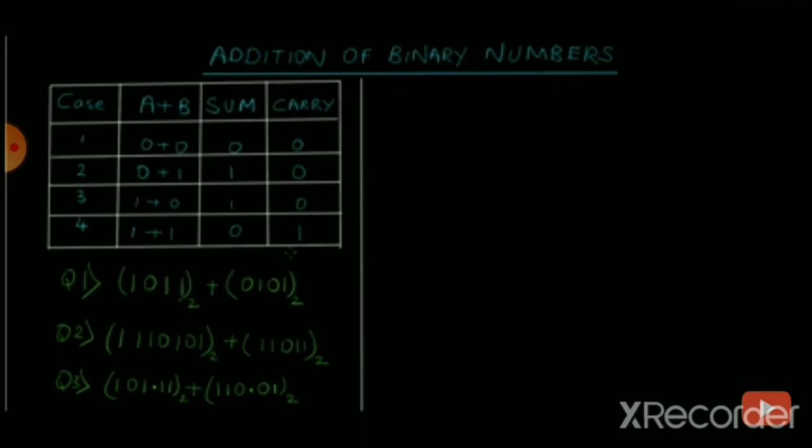So let's see three different types of sums. So I have three different questions over here. We'll start with the first one. So in the first question we have 1 0 1 1 plus 0 1 0 1. So let's go ahead and add these values. So we have 1 and 1, so this would be the case 4.